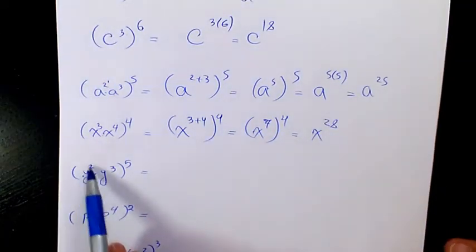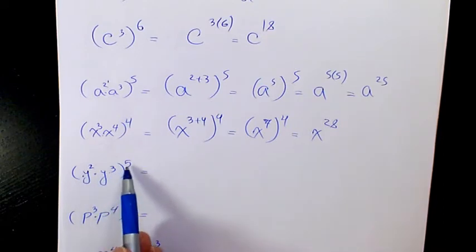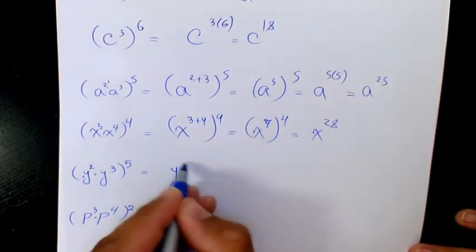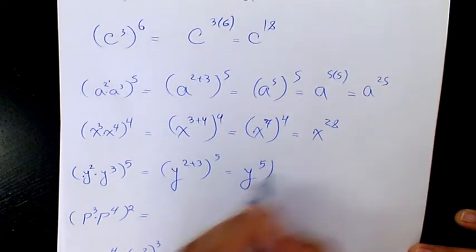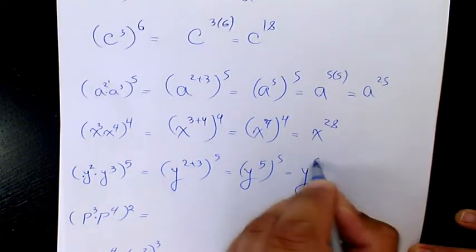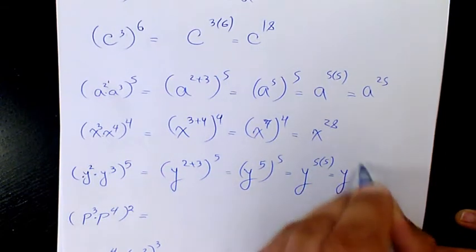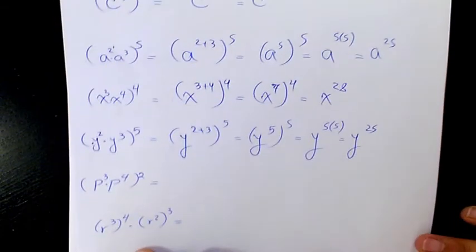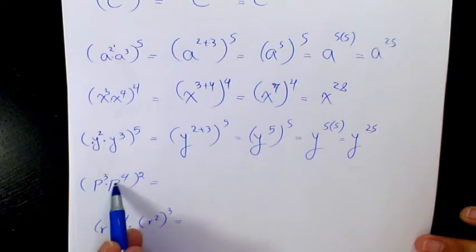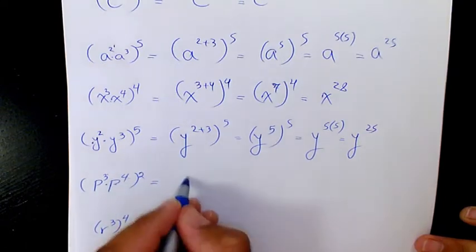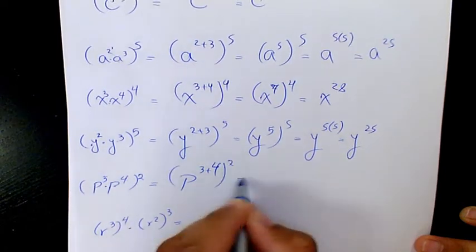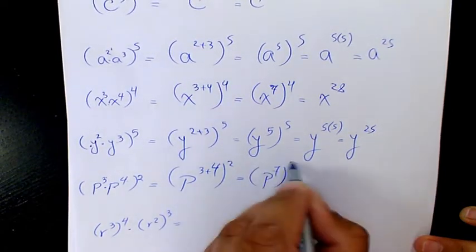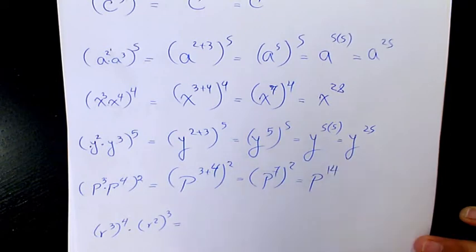Next one, y to the power of 2 times y to the power of 3 to the power of 5. So it's going to be y to the power of 2 plus 3 to the power of 5. So it's going to be y to the power of 5 to the power of 5. y to the power of 5 times 5 is going to be y to the power of 25. p to the power of 3 times p to the power of 4 to the power of 2. So p to the power of 3 plus 4 to the power of 2. So it's going to be p to the power of 7 to the power of 2. So p to the power of 14.